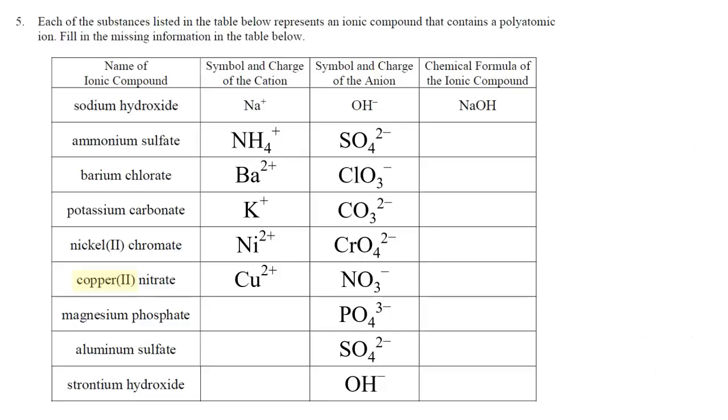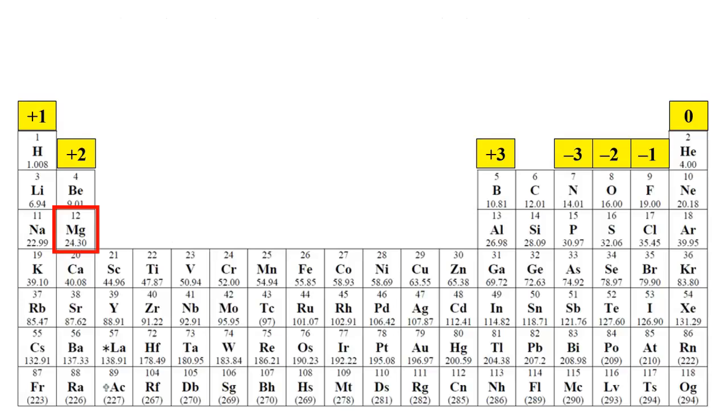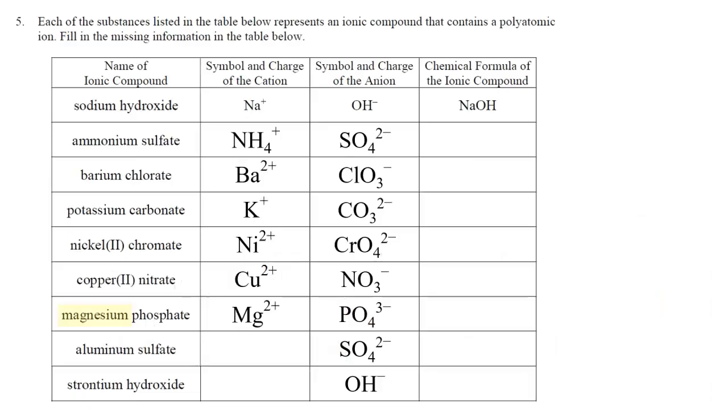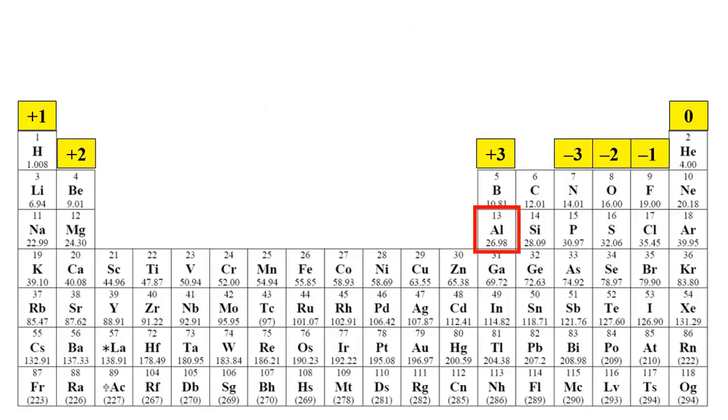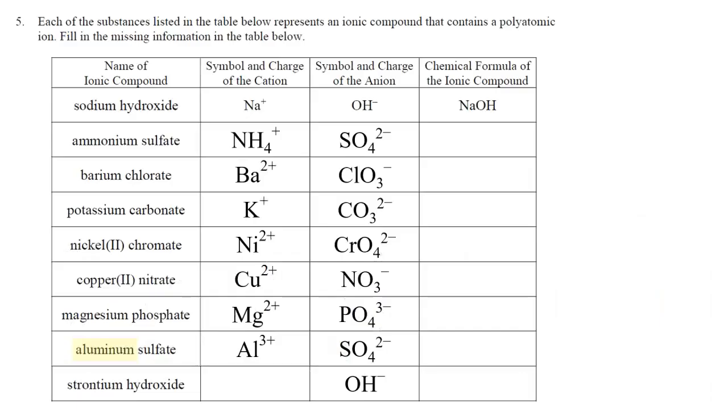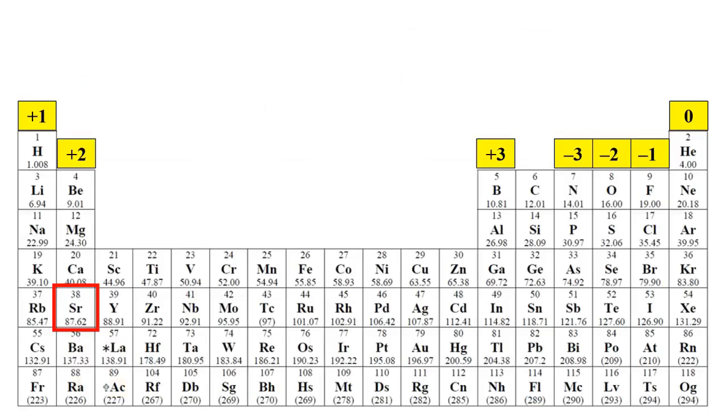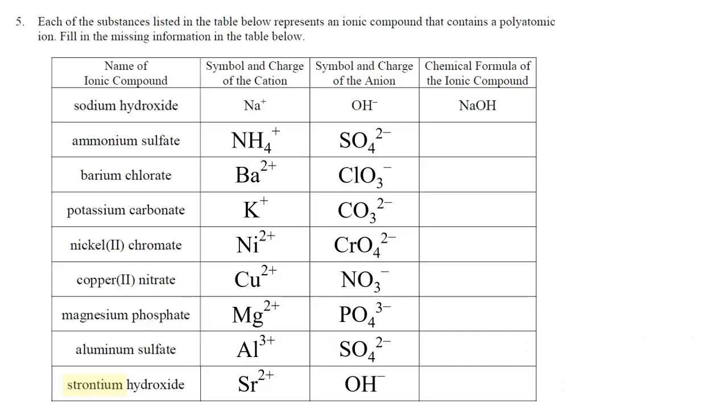And then we have magnesium, aluminum, and strontium. All right, well, magnesium is in group 2. That's going to be +2, so Mg, 2+. Aluminum is located in group 13. That would be Al, and its charge is +3, so Al, 3+. And then strontium is located in group 2, so below magnesium and calcium. So it's also +2, so Sr, 2+.